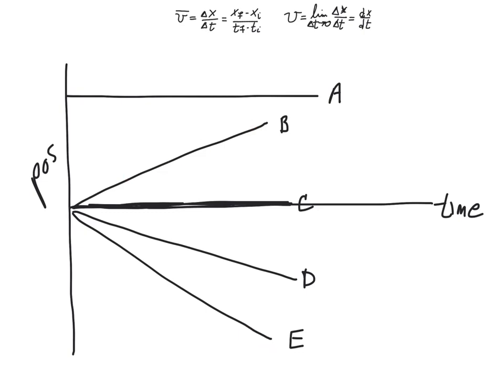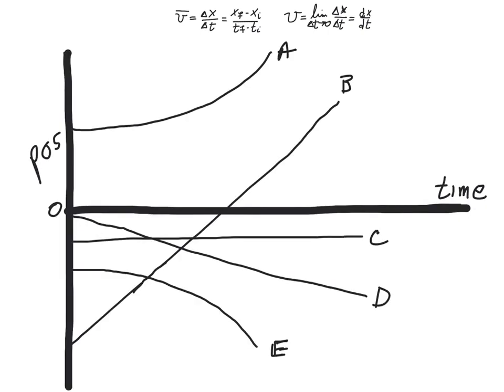And since the slope of these two lines are about the same, the line with the greatest slope is E, and although it's negative, the question says consider the magnitude of the greatest possible constant velocity. And these are all constant, right? There's no curved lines.